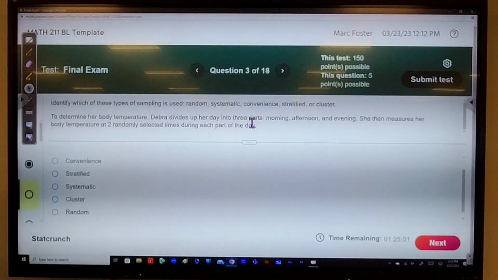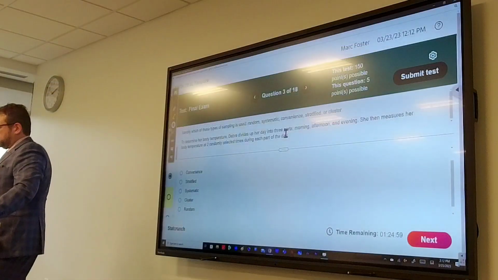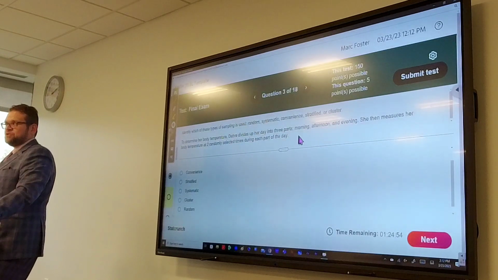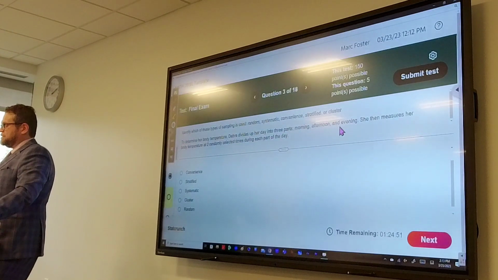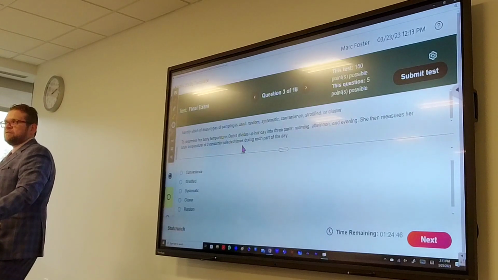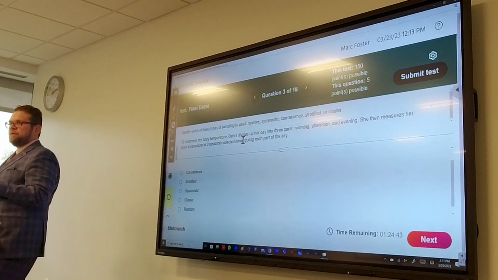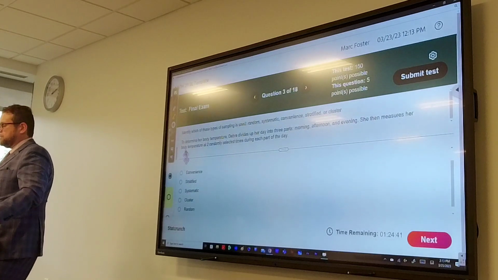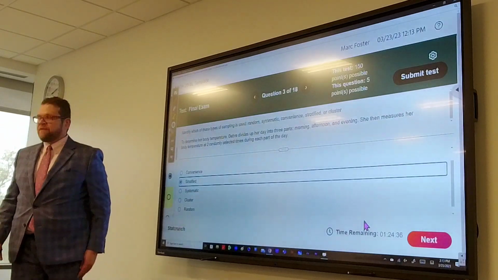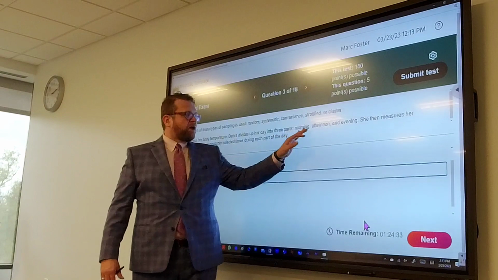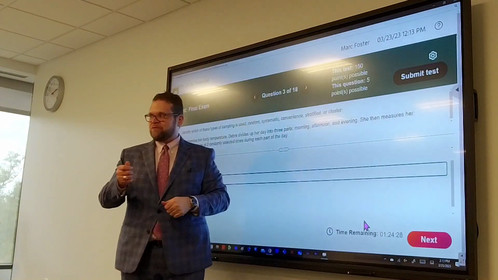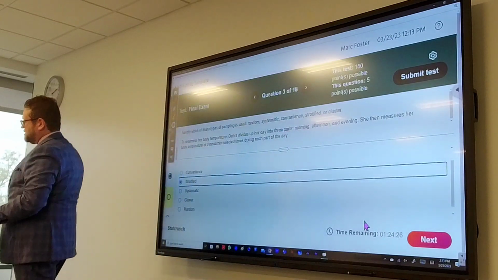Identify which of the types of sampling is used. Okay. Deborah's dividing up her day. She's partitioning her day, and then she measures her body temperature at 2 times per day. So it's a partition. It's stratified. For it to be cluster, she would have had to randomly select one of these partitions and check at every single point. You'd be there all day long, measuring your temperature. Just keep the thermometer in.